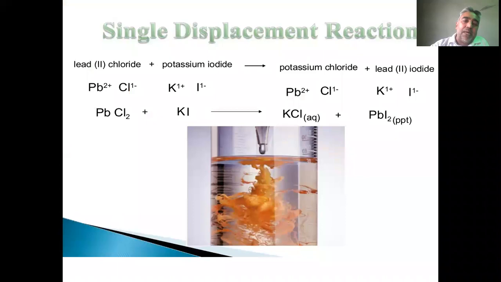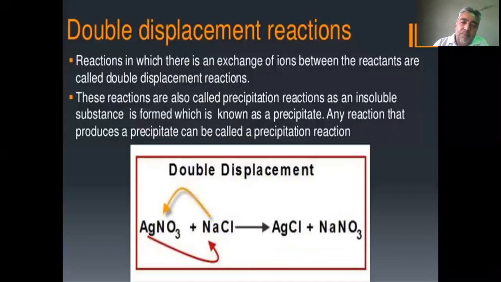Single displacement reaction: lead chloride plus potassium iodide forms potassium chloride and lead iodide. Lead chloride plus potassium iodide gives potassium chloride plus lead iodide. These are the single displacement reactions.